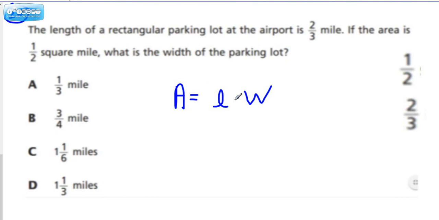Now we have to substitute in our values. So what is this 2/3? Well, it says it's the length, right? The length of the rectangular parking lot is 2/3 of a mile. So that goes underneath the L. It says if the area is 1/2 a square mile, so that gets substituted underneath the A. And we're solving. They want to know what is the width of the parking lot. We're solving for W.